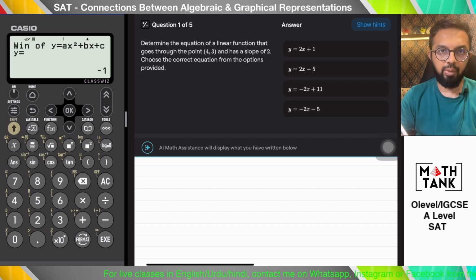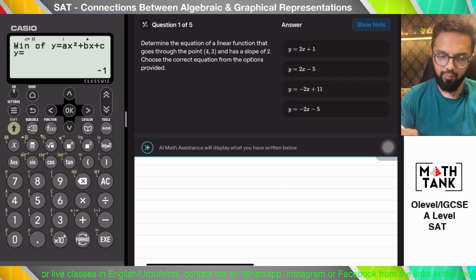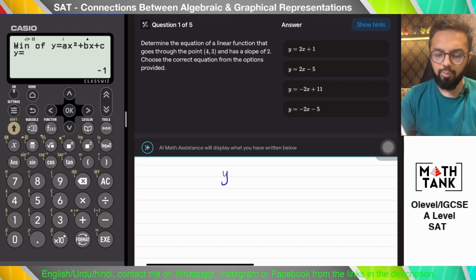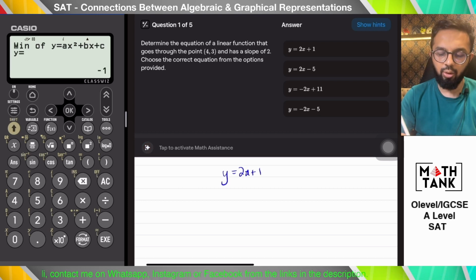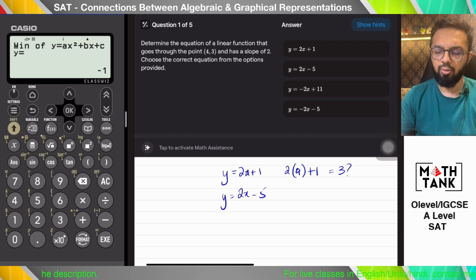So the answer could either be A or B. Why? Because they both need to have a slope of 2. I could do a bit of trial and error on A and B, or I could just find out the y-intercept. That's my call. So 2 times 4 plus 1, does that give me 3? No, that doesn't. So A can't be the right option.